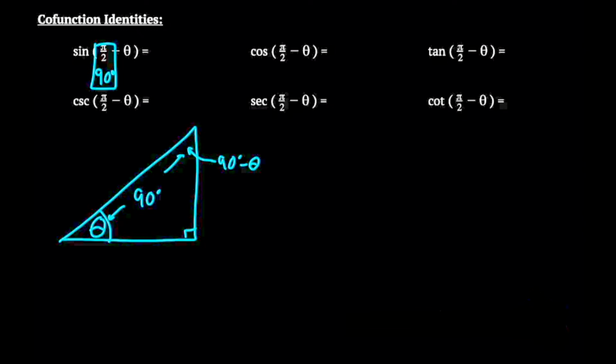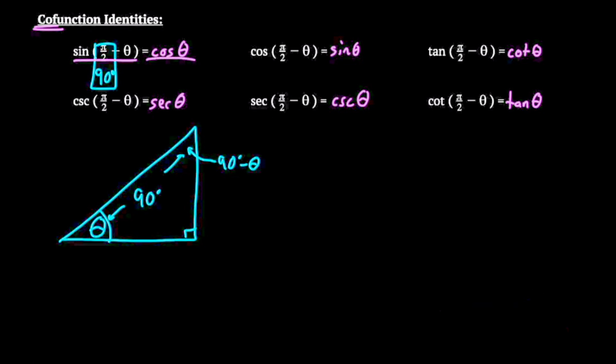And in that set of warm-up problems, we saw that if we take the sine of this angle theta, that would be opposite over hypotenuse. That's the same thing as if you took the cosine of this angle, 90 minus theta, that would be adjacent over hypotenuse, and it's the same value. So sine of pi over 2 minus theta is the same thing as cosine of theta. Cosine of pi over 2 minus theta is the same thing as sine of theta. Tangent of this complementary angle would be the same thing as cotangent of the original angle, and so on. So just remember that for the cofunction identities, you just have to match up the functions and their cofunctions.